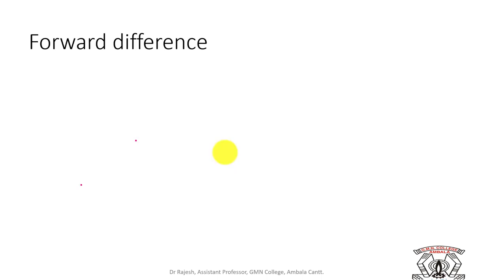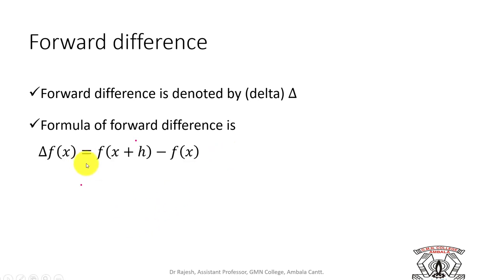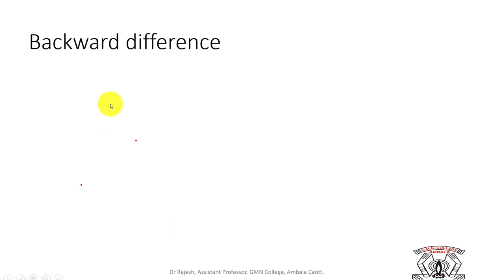So the forward difference operator is denoted by delta, and delta f(x) = f(x+h) - f(x). Difference means there is a difference between the two numbers, and forward means it is in the forward direction, and since it is in the forward direction, it is taken first. So this is the definition of the forward difference operator, and it is illustrated by this figure.